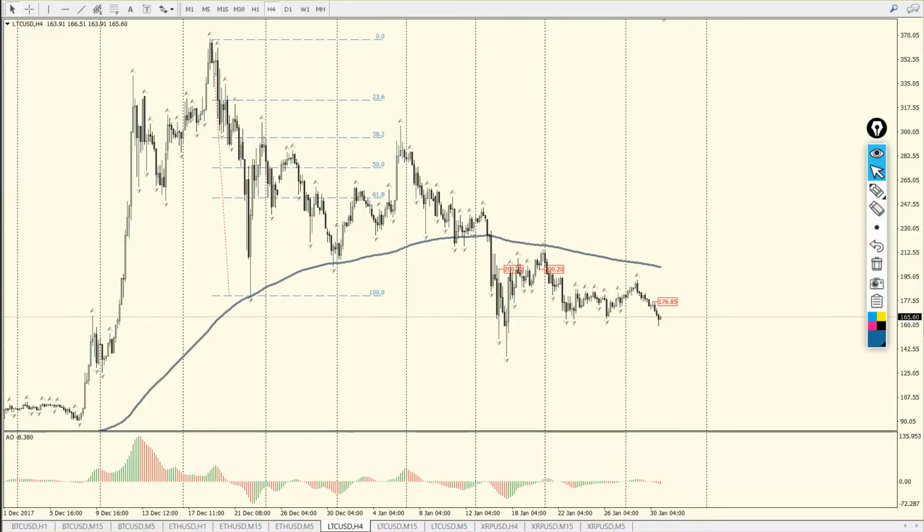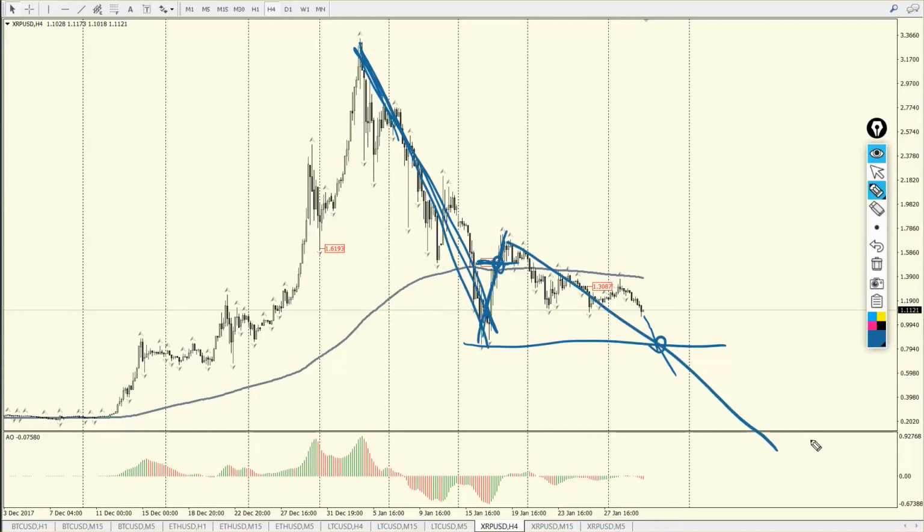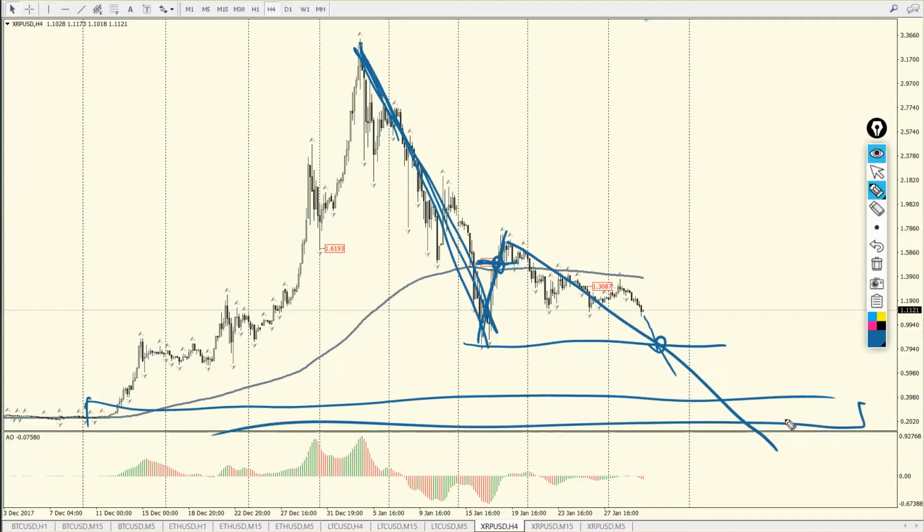Let's go next to Ripple. Ripple has also very similar logic. The only difference here is that this impulse was stopped by breaking through this pivot point. And if we now break through this reference point, then we will have an even higher time frame FZR down. And Ripple will have all the chances to go to $0.1 to $0.2 per Ripple.